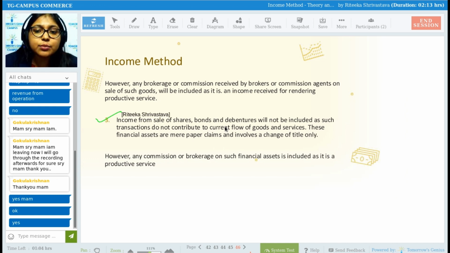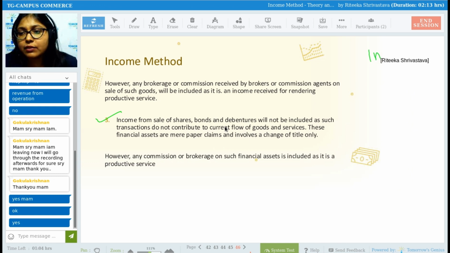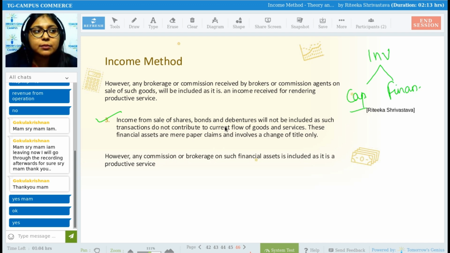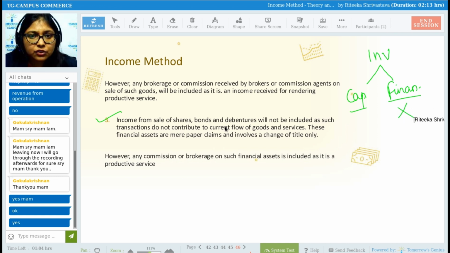Third, income from sale of shares, bonds, debentures, etc. will not be included because those are not the current flow of goods and services. As I have already told you in the last class, investments are of two types: capital investment and financial investment. Capital investments are those investments which are done on machinery, raw material, equipment, tools, building, land, etc. Financial investments are those investments which we do on securities, like shares, bonds, debentures, equity, preferences, etc. So when we study economics, not only in this chapter, we never include financial investments. We only include capital investments.